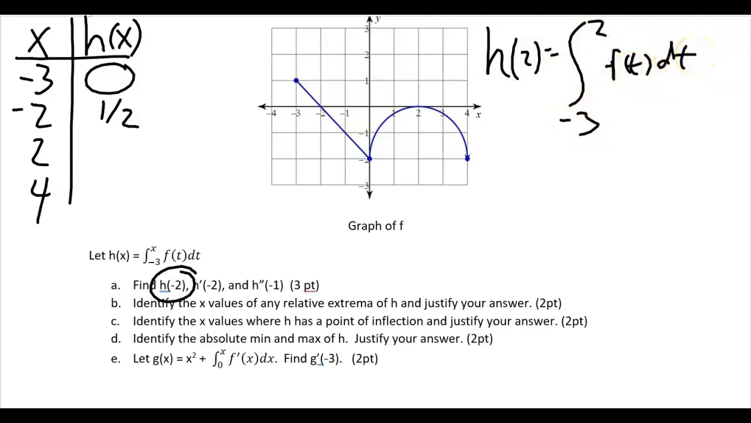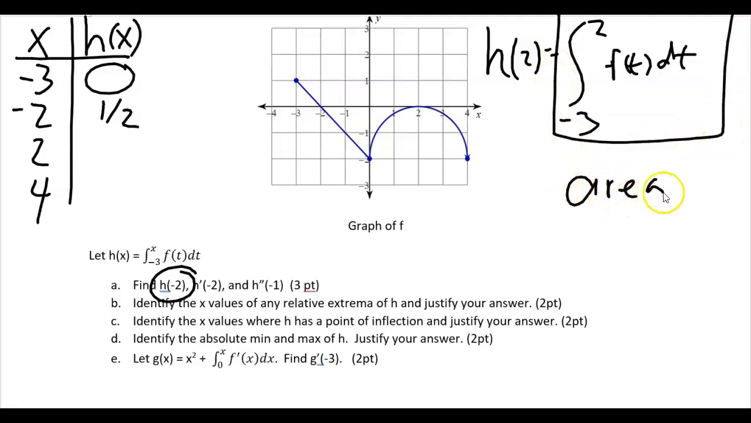Now, this is the one where I'm actually going to have to work for it a little bit. The first two are kind of easy. The next two are going to be a little bit more work, okay? So basically, to find the value of this integral, that's just basically the area from -3 to 2.